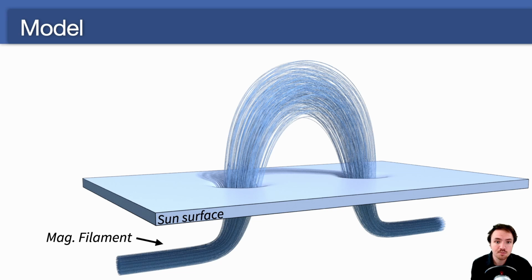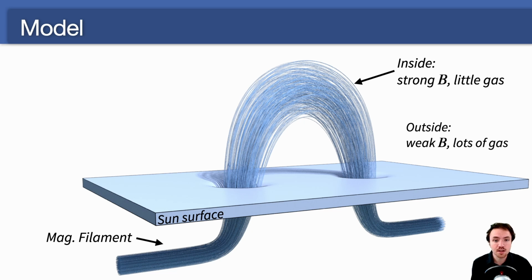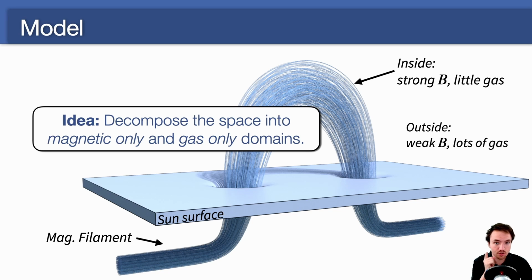The expanded filament then exhibits a strong magnetic field with very little gas presence. Outside of this filament, we have the opposite situation, a weak magnetic field with much more gas. To simplify the problem, we take this observation to the limit. We decompose the entire space into a magnetic-only domain and a gas-only domain. This is known as the force-free current sheet model and will help us solve the magnetohydrostatic equation.